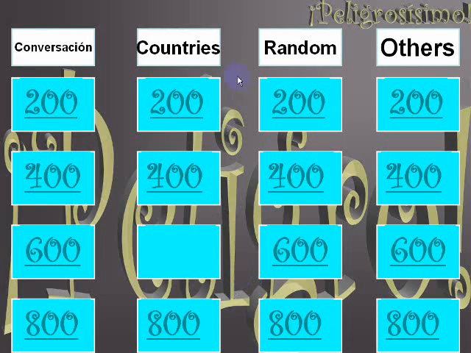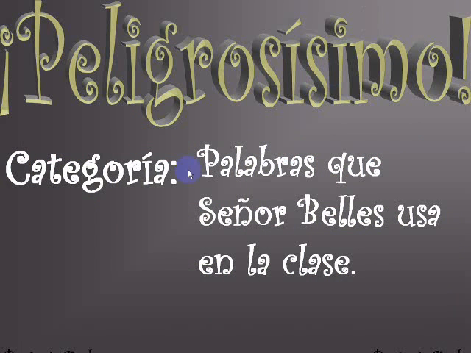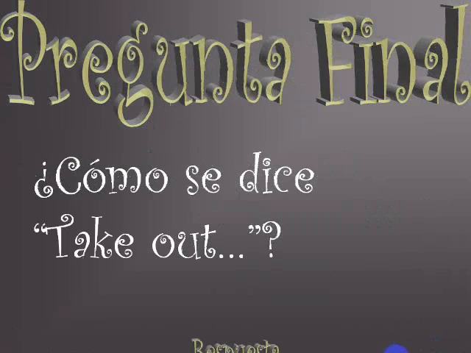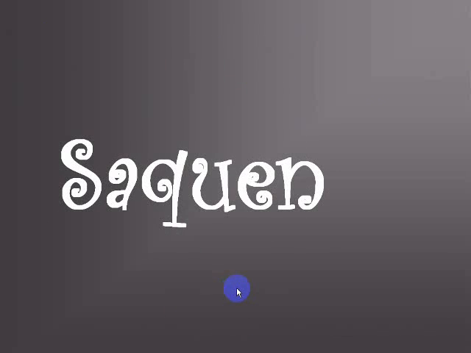Once you've finished all of that, if you want to do a final Jeopardy, up here I have peligrosísimo, which is like really dangerous, or for me it's my final Jeopardy, so I'll click that. The first thing that comes up is my category, which is words that Señor Bellis uses in the classroom. So I'll take the students' wagers. You can't see it, but down here it says final question, pregunta final, so I'll click on that. And then, ¿cómo se dice take out? So how do you say take out in Spanish? Which is saquen, so you take their answers. Then click down here. This says respuesta. And there's the answer. And then if I click, nothing happens. That's the end of the PowerPoint.